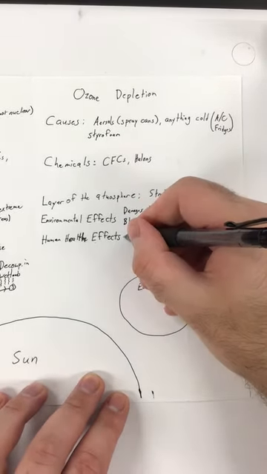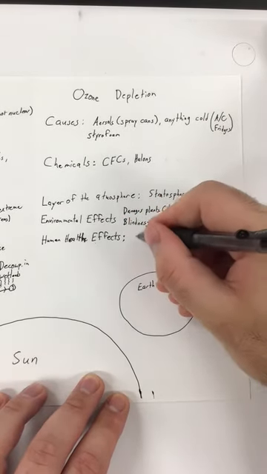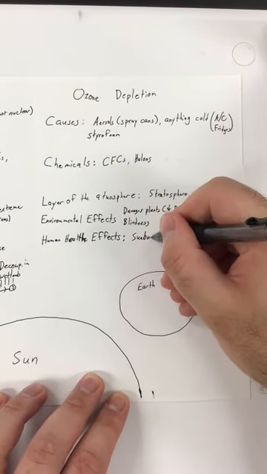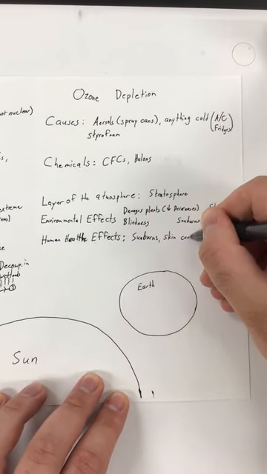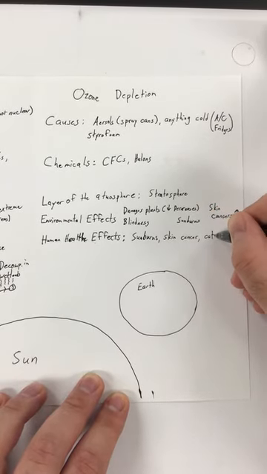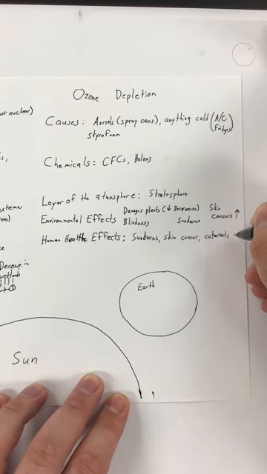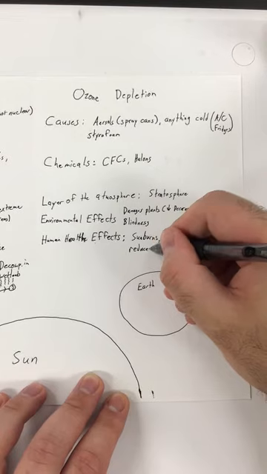Human health effects. There's going to be a bit of overlap with environmental effects. We have sunburns, skin cancer, cataracts that cause blindness, and it can reduce your immune system's functionality.